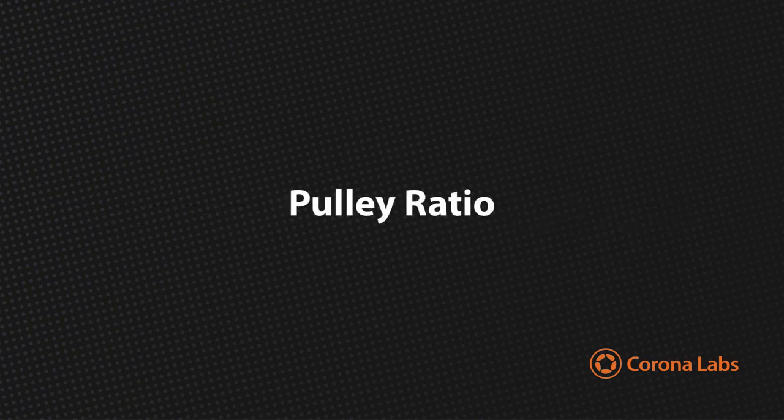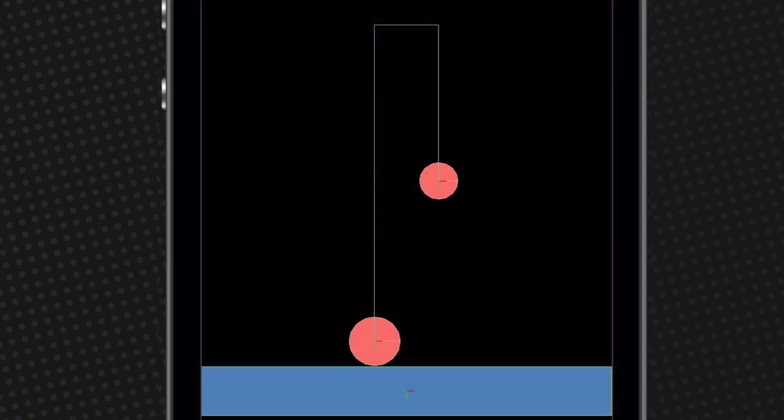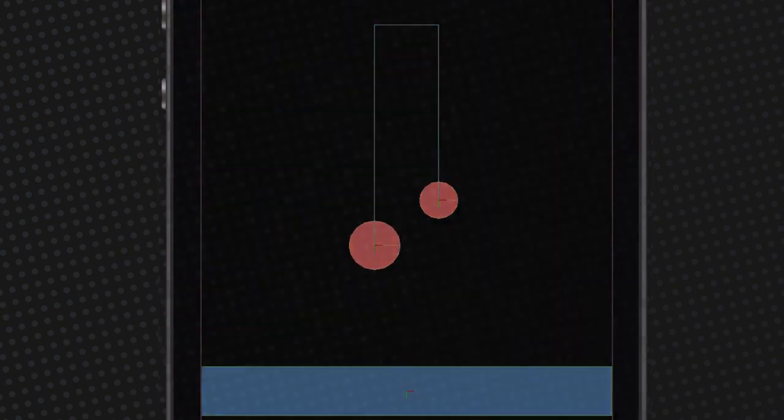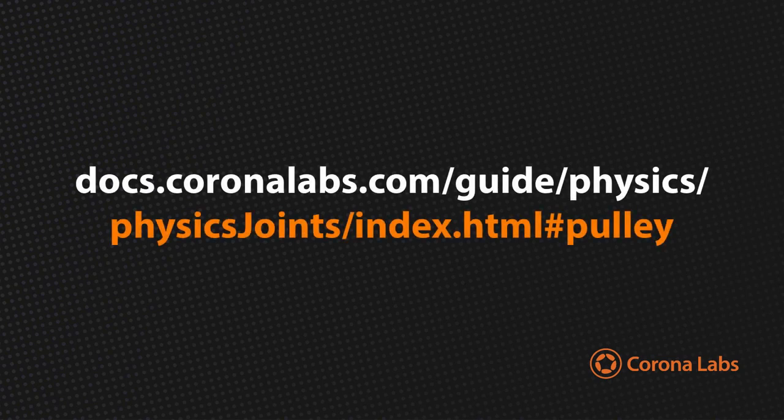The pulley joint features a ratio property as the final parameter in the constructor. This ratio can be adjusted to simulate a block and tackle arrangement. In such a scenario, one side of the pulley rope moves faster than the other. The default ratio is 1.0, which simulates a simple pulley. You can also set a number of properties to influence how the pulley functions. Check the documentation located on the Corona Labs website for more details on working with pulley joints.